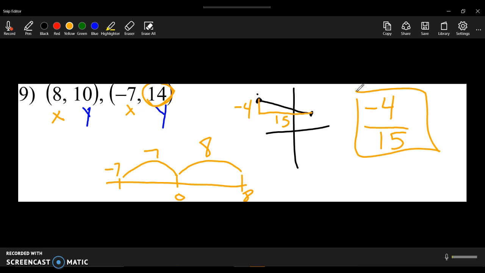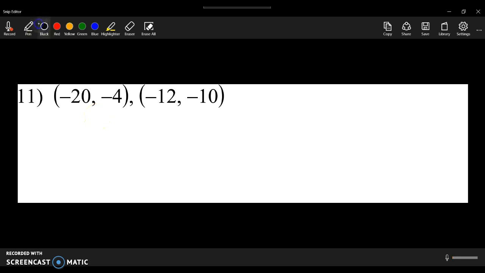And that would be my slope. Let's try a second example from here. Okay, we're going to do the same thing. Again, when I think about slopes, I think about the graph. So when I think about this graph, I go, okay, this is over at -20 and down -4. So I have a dot right about there. And then my next dot is over -12 and down -10. So about right there.